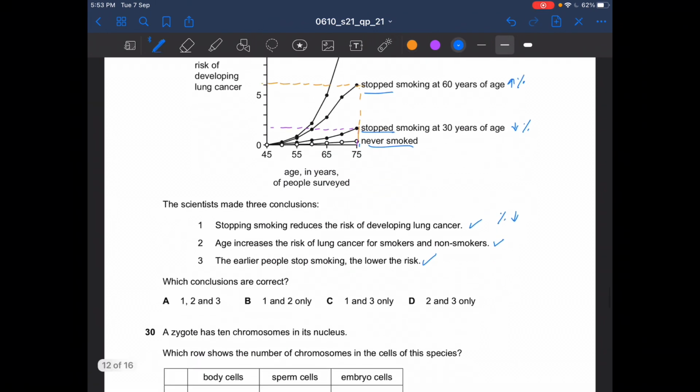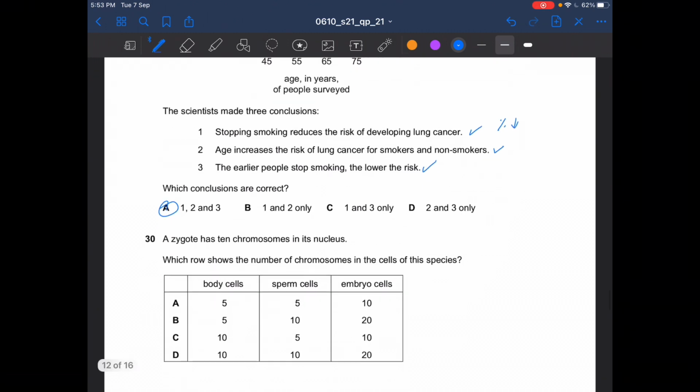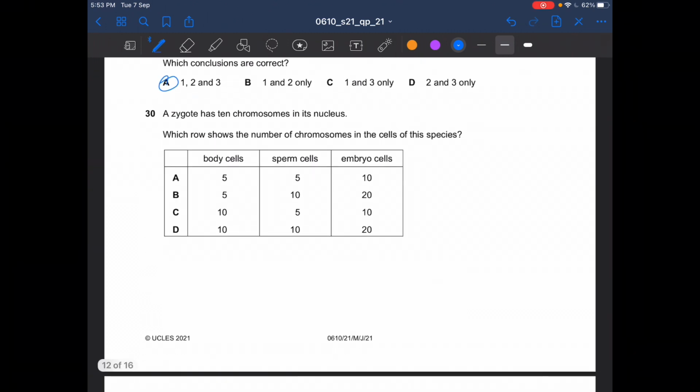So the answer for this would be 1, 2, 3, which is A. Next question. A zygote has 10 chromosomes in its nucleus. Which row shows the number of chromosomes in the cells of this species? A sperm cell will be haploid, and a zygote is diploid.